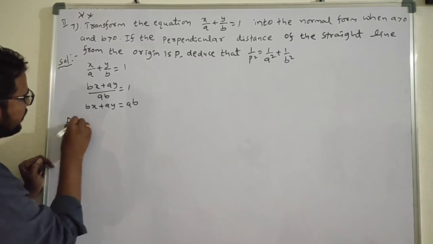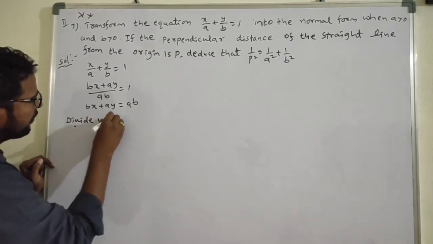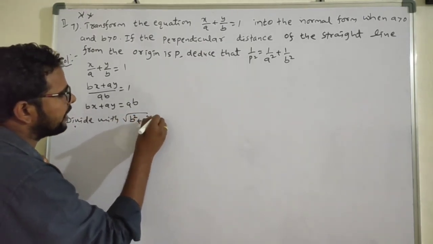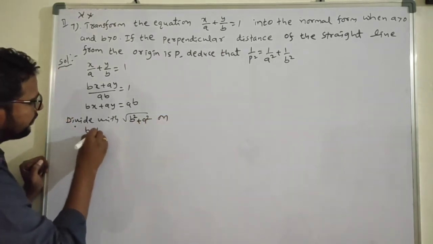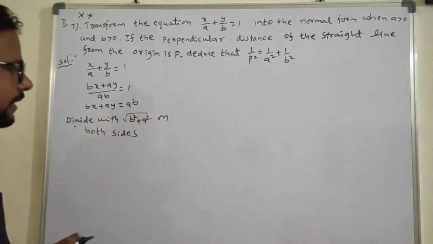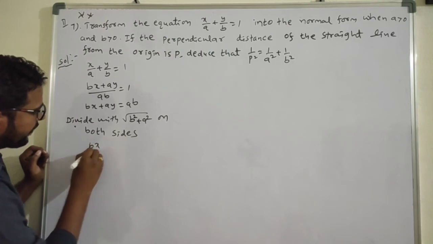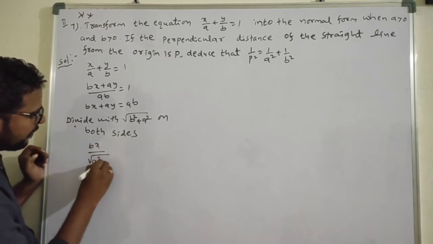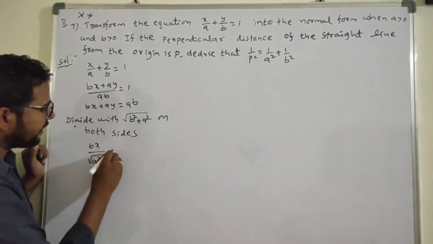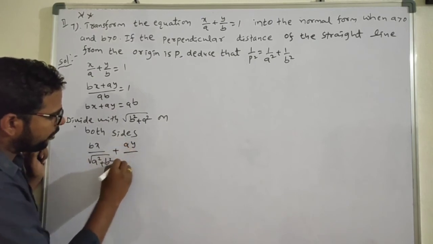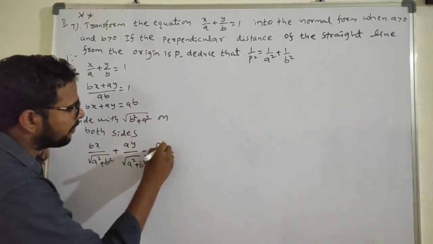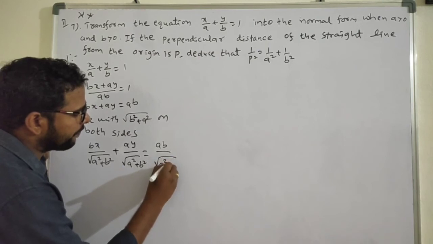Divide with root over a square plus b square on both sides. So bx by root over a square plus b square plus ay by root over a square plus b square is equals to ab by root over a square plus b square.